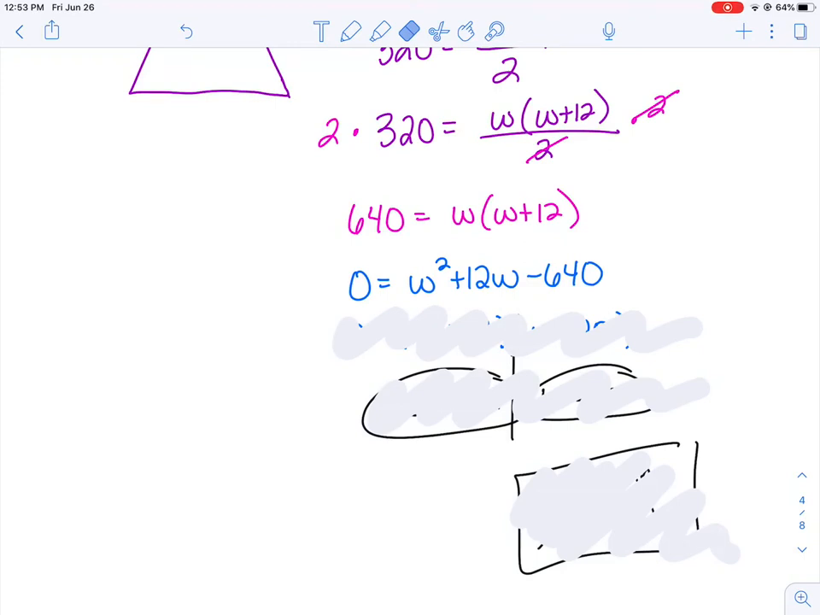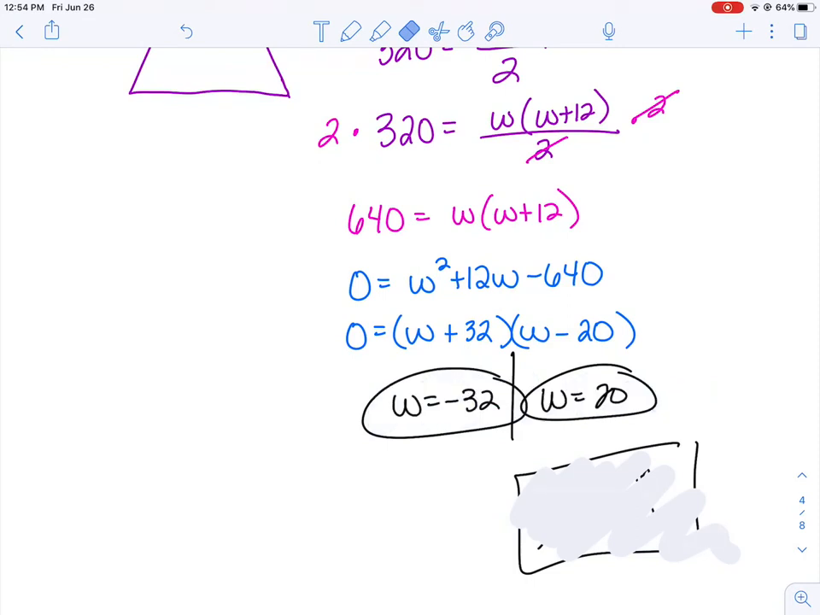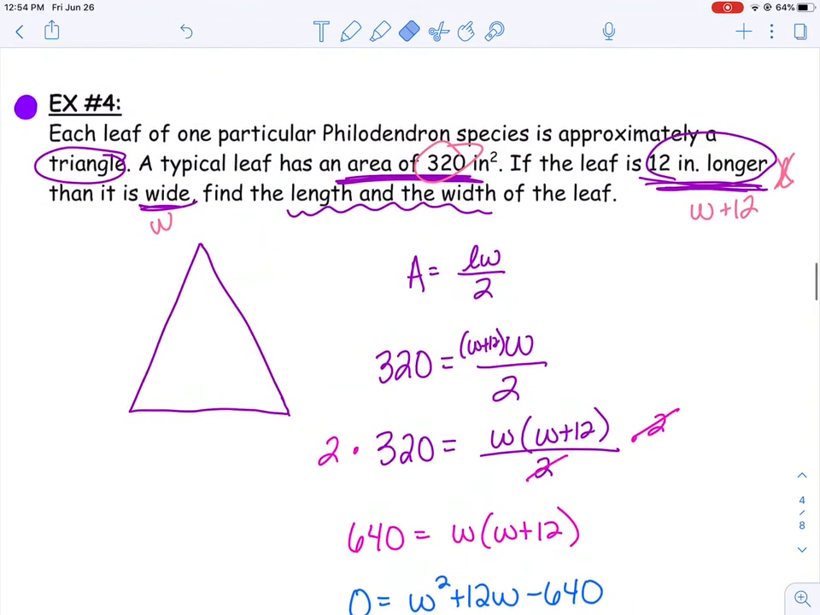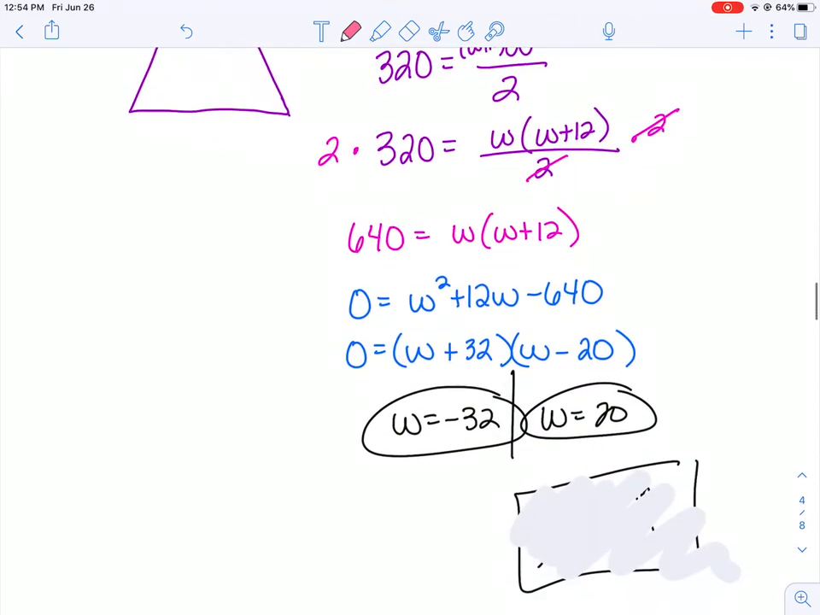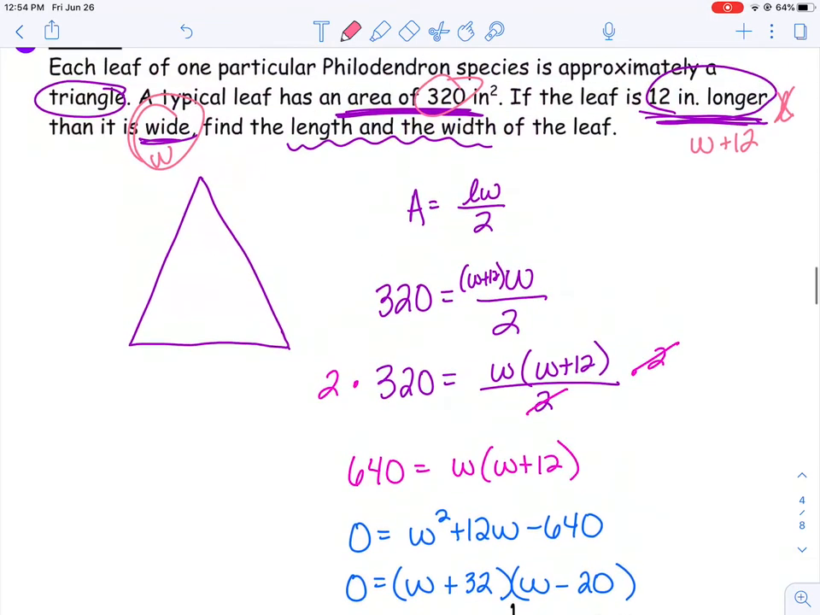You might need to take out your calculator, try a few numbers. Eventually you'll get it. I ended up getting W plus 32 and W minus 20. Now that my factors are set equal to 0, I can set each piece equal to 0, and I end up getting W equals negative 32 and W equals positive 20. Okay, but what does that mean? What did W represent in our scenario? Well, W, remember, represented the width of this leaf. And it doesn't quite make sense for our width to be negative 32 inches. But I can say that the width is 20 inches, right? Now remember, the question is asking us both for the length and the width.